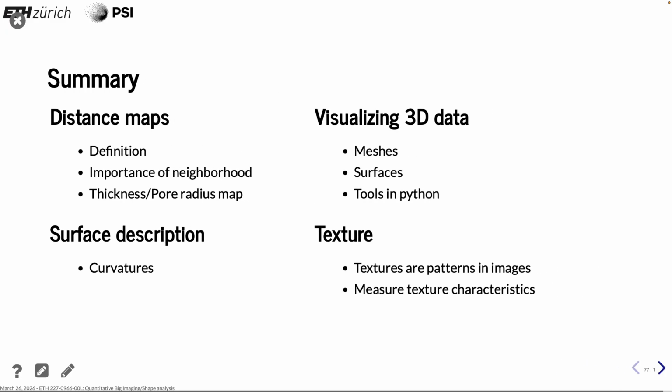So that brings us to the end of today's lecture. So I've been talking about first labeling, component labeling, and different metrics that we can compute on these objects. Then in the second part, I looked at distance map, surface descriptions, a little bit on visualizing 3D data, and now the last part, looking at textures as a way to identify regions in your data.